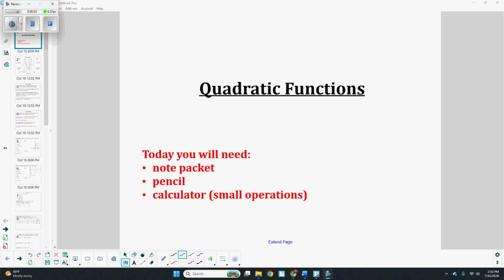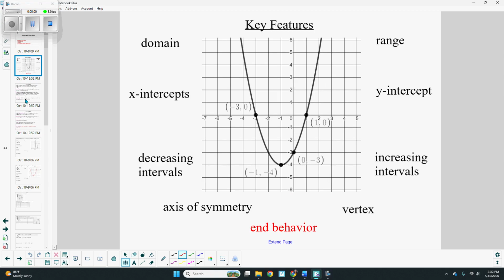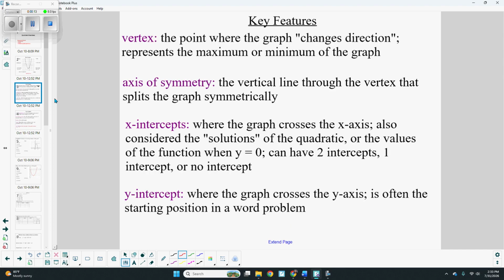Today we will be looking at key features of quadratic functions and their forms. So first, there's a whole picture here. We're going to identify the key features, but let's talk about what they are first. The vertex is the point where the graph changes direction. It represents the maximum or minimum of the graph, so it's the lowest or highest point of the graph.